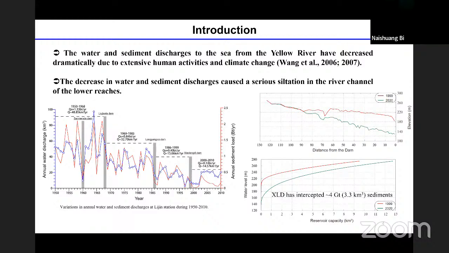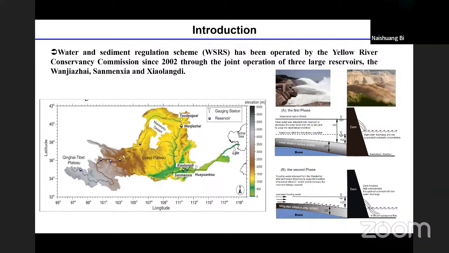Not only does it intercept sediment, the Xiaolangdi Reservoir also regulates the water and sediment discharges to the sea. In order to reduce the deposition in the downstream channel and the reservoirs, and also increase the flood-carrying capacity of the downstream channel, the YRCC, the Yellow River Conservancy Commission, began to use large reservoirs, Wanjiazhai, Sanmenxia and Xiaolangdi, for the water and sediment regulation scheme in July 2002. The water and sediment regulation scheme has two phases.